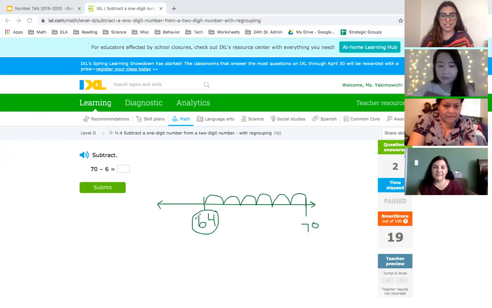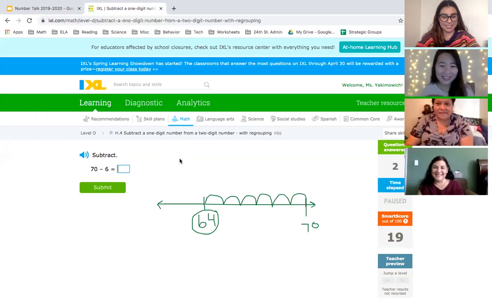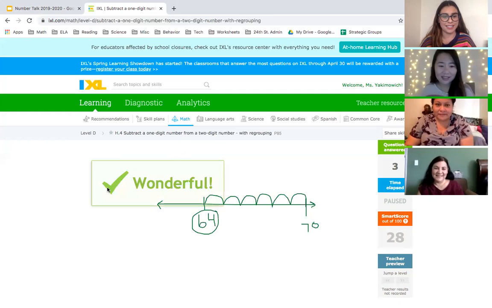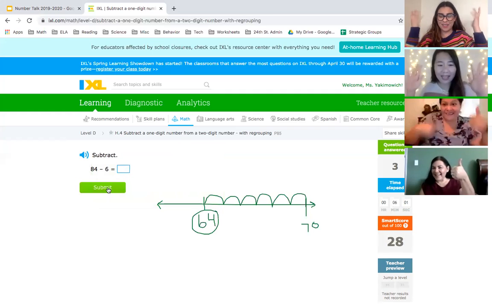So here we got 64, and it took us less than a minute to use that strategy. And then let's put in the number and let's see if Miss T is just as great with her math as Miss Hernandez. So we have 70 minus 6 equals 64. And let's see what we got. Yay! Awesome job, Miss T.